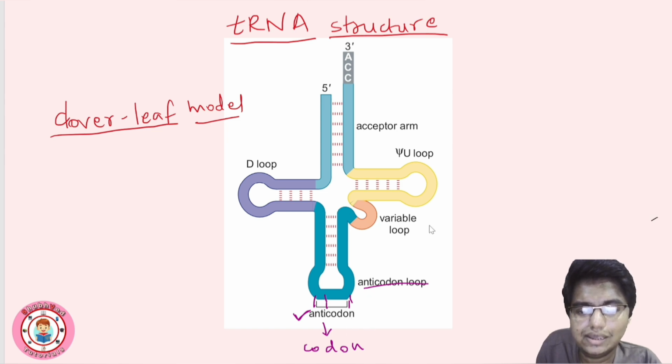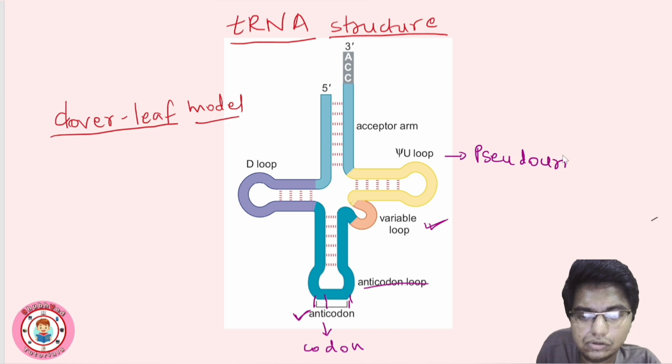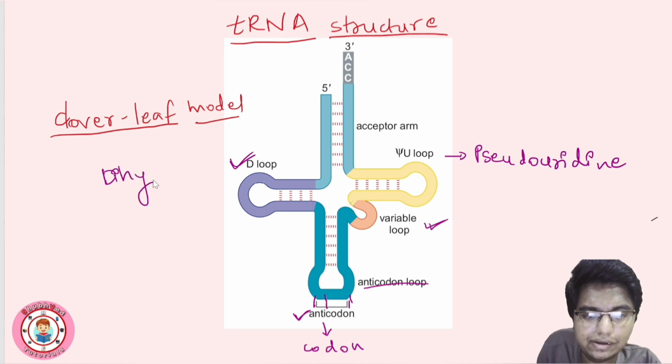Okay, this is the next loop, variable loop, right? Now this is psi-U loop, psi-U. Okay, psi-U means what? Pseudo-uridine. So pseudo-uridine. Okay, मतलब uridine जैसा ही structure होगा. Okay, we can say some changes. Pseudo-uridine. And here D loop is there. D loop. D stands for dihydrouridine. Dihydrouridine.